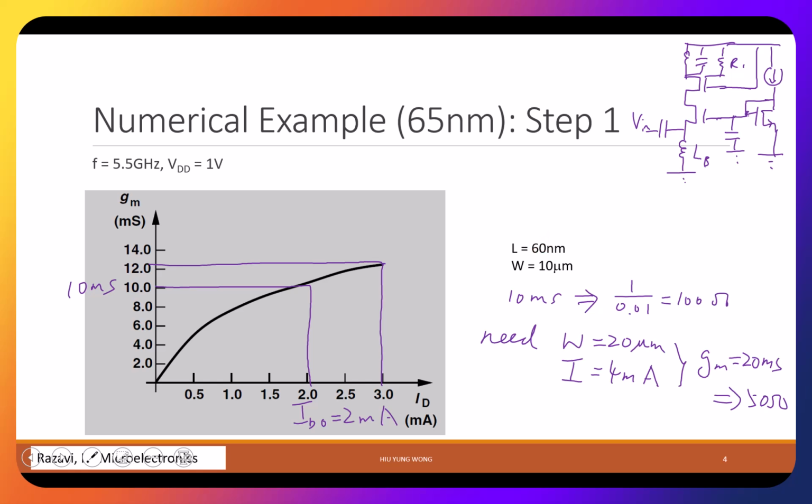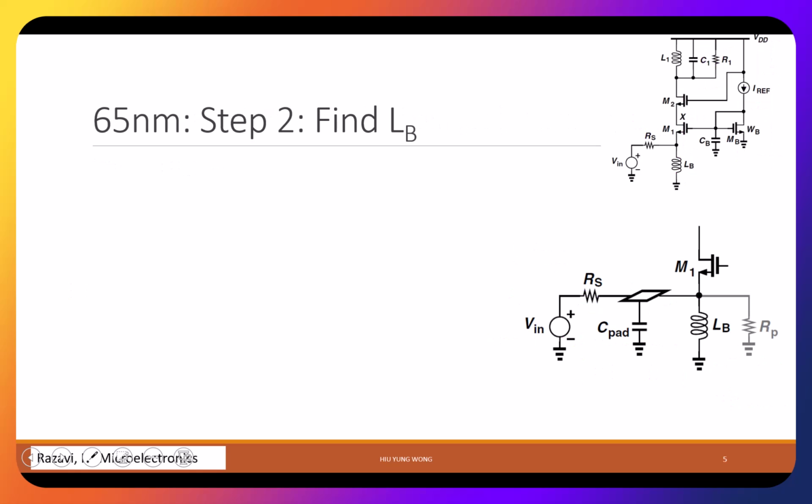Okay, so this is the first step, right? So we are going to use 4 milliampere and then 20 micrometer, right? So now this is done, 20 micrometer. But how do we bias it so that it's 4 milliampere? We do it step by step. The next one is LB. Again, what is the purpose of the LB? LB is that I need it to do biasing, right?